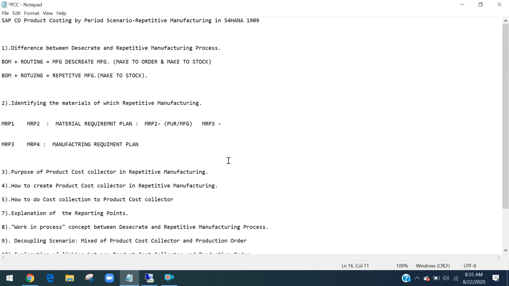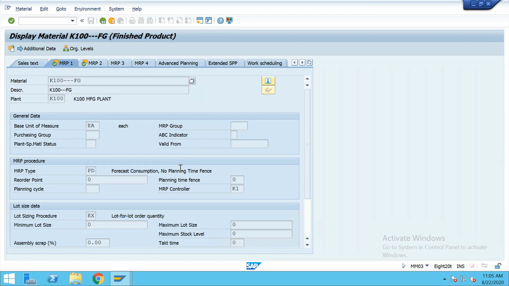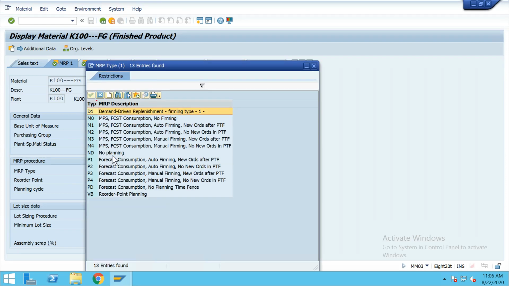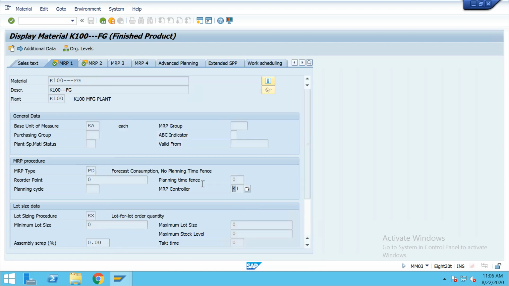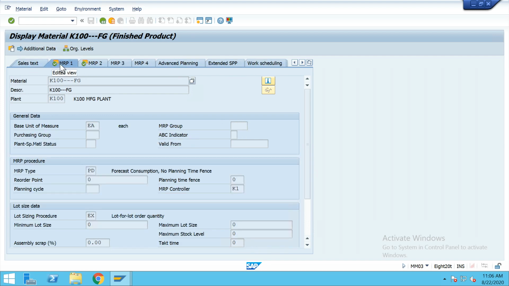MRP3 indicates the requirement. If it is a purchase, then see MRP1: is any requirement plan needed or not? Suppose it is a plan required PD, then the system is going to ask what is the MRP controller, and immediately what is the lot order quantity. If there is no planning, there is no MRP controller, there is no lot size. That means MRP 1 and 2 are only the material requirement plan.